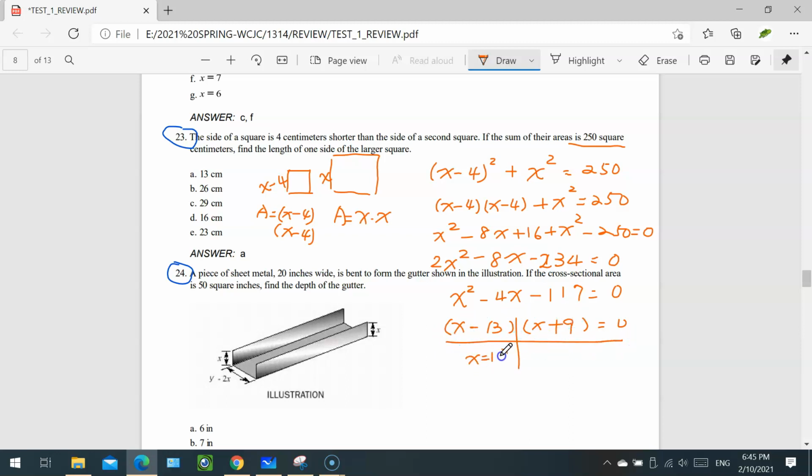x equals 13 or x equals negative 9. Because this question is a measurement question, we don't take the negative value. So x has only one solution, which is 13. And x represents the side of the larger square. So the answer is 13.